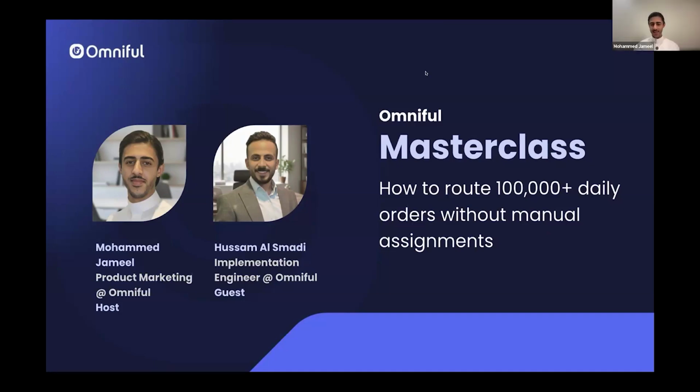So today we will have an interesting topic, which is smart order routing or automated order routing. As you can see here, we have a topic of how to route 100,000 daily orders without any manual assessment or assignment. What do you think about this huge number, and how does order routing usually happen? Can you give us a quick overview?